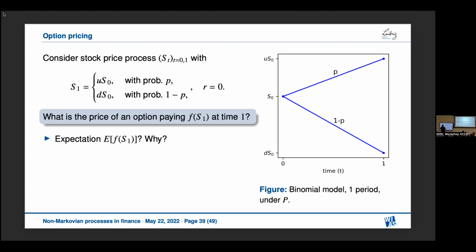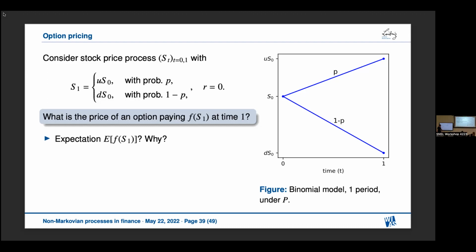And now you see already where the story is going, because for this to be non-trivial, you need D less than e to the r less than U. Otherwise, you can play similar tricks. If e to the r is smaller than D, you borrow an infinite amount of money from the bank, you put it in the stock, and no matter which outcome you win. Okay, so this is the only interesting case.